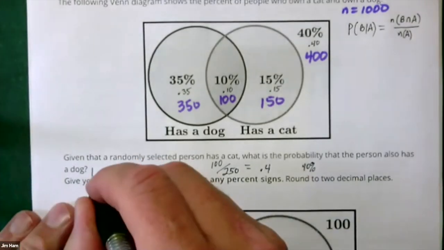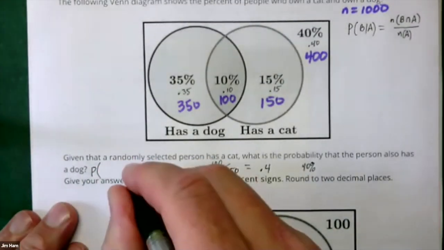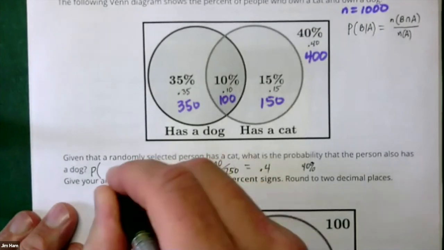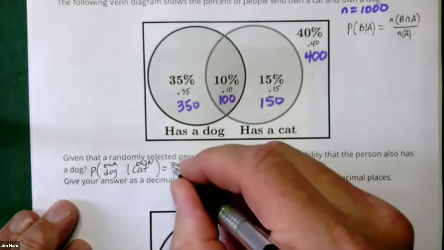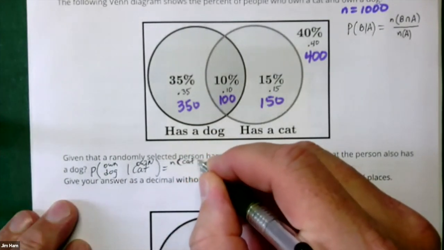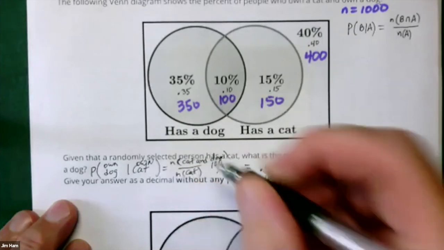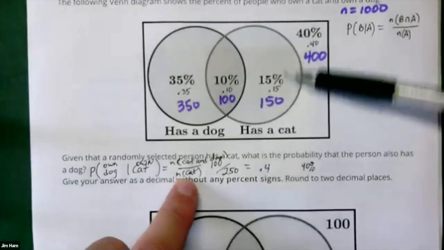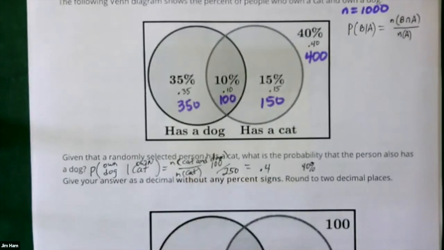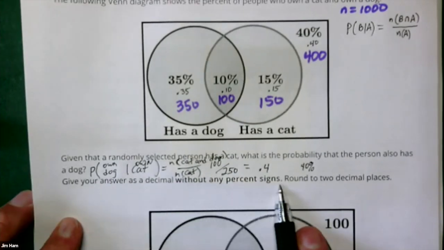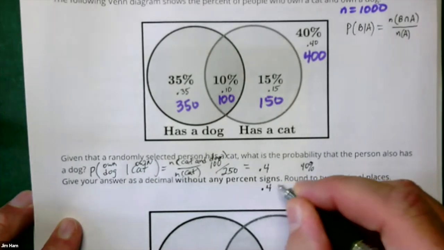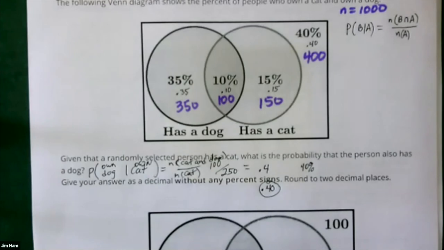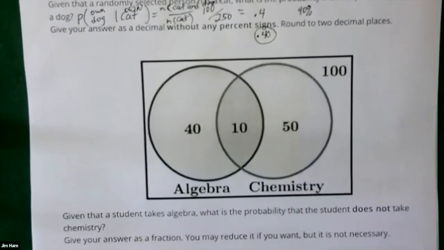But if you write it down into the probability of, given that they own a cat, what's the probability that they own a dog? And so we would have the number in cat and dog divided by the number in cat. And the number of cat and dog is the 100. The number of cat, 250. It works out. So we can actually solve these without the formula, but the formula also applies. All right, it says give your answer as a decimal without any percentage signs, round to two decimals. Okay, so if we follow their directions, we have to write that. If we interpreted it, however, we would say 40% of the cat owners also own a dog.